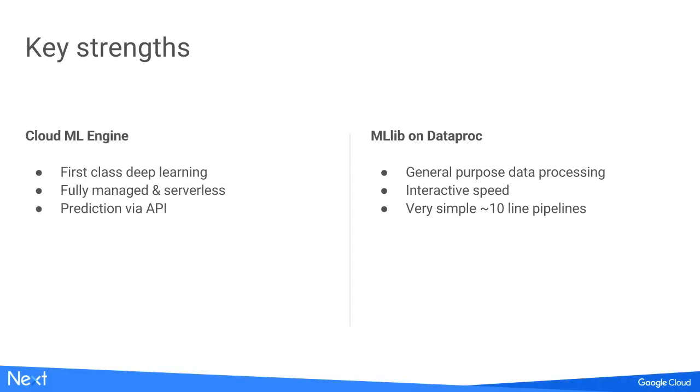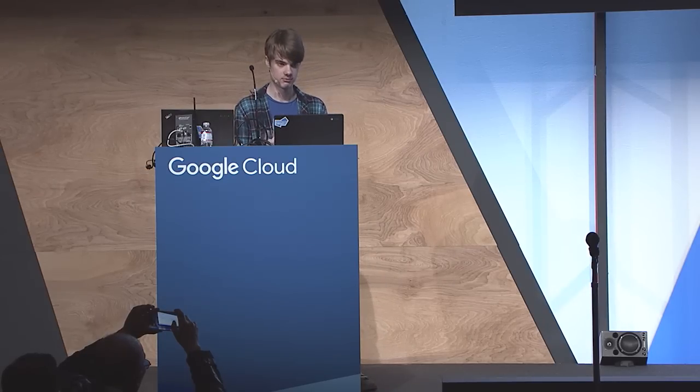However, they do each have key strengths. ML Engine was written for TensorFlow. It is TensorFlow. And TensorFlow was written first and foremost for deep learning. So if you want deep learning, I highly recommend TensorFlow and ML Engine. Spark does have deep learning. MLlib does have neural nets, but it's not its intended first-class purpose.